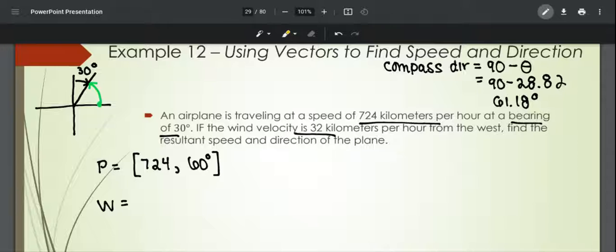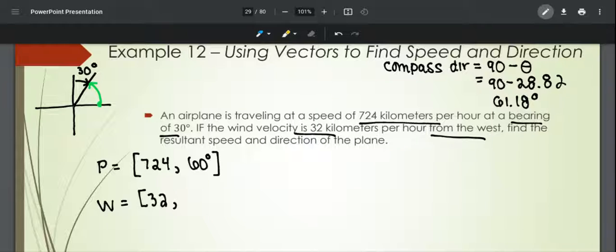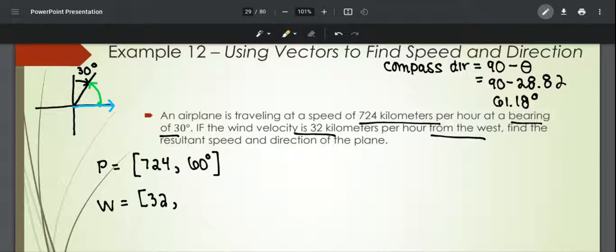Now the wind has a velocity of 32 kilometers per hour, and it's coming from the west. So if it's blowing from the west, that would mean it's blowing towards the east. And on the unit circle, what would be the angle measure of that blue arrow? 0. Or could you use 360? Yeah, they'd both be the same, but we're going to use 0 degrees. All right, so now you have magnitude and direction.